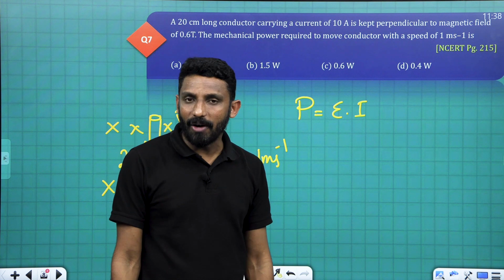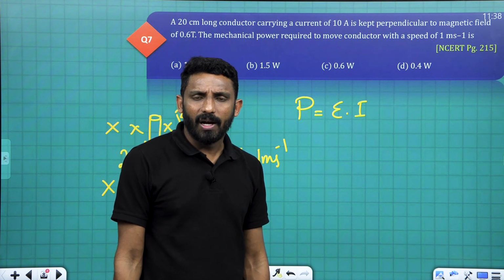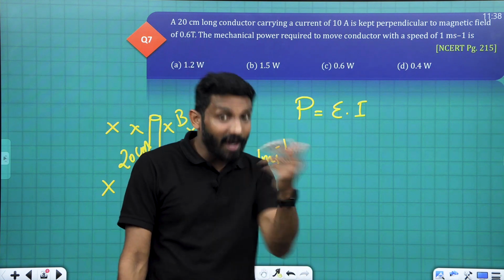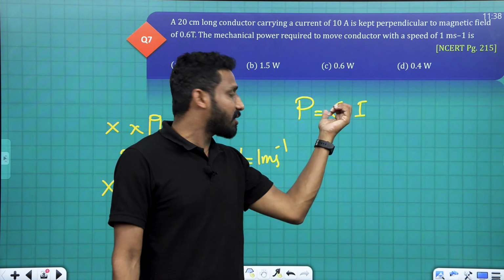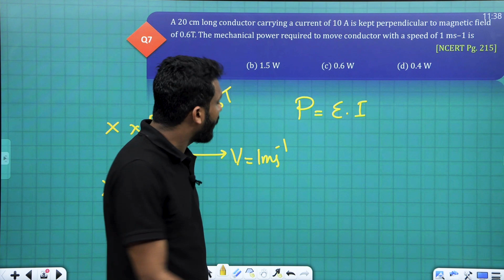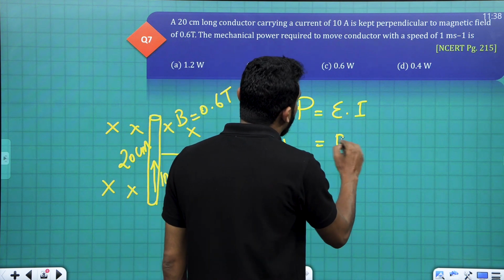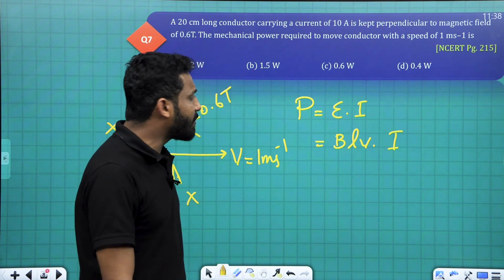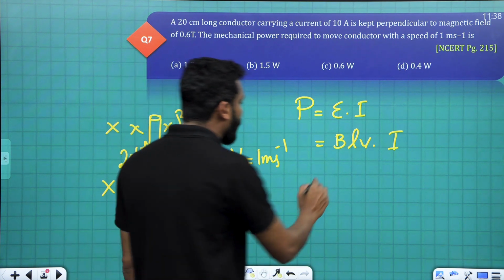Electrical power: I square R is there, V square by R is there, then VI is there. V is this EMF. What is the induced EMF? The motional EMF is BLV. All the values are given.